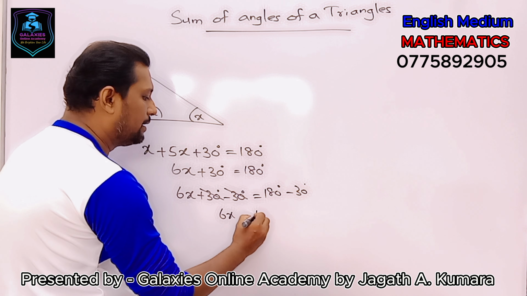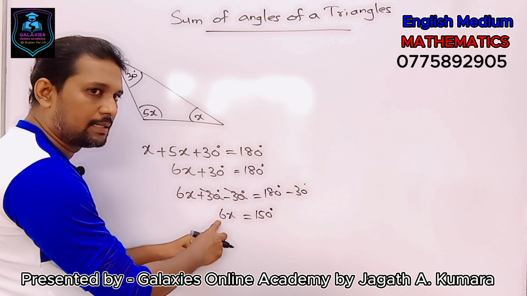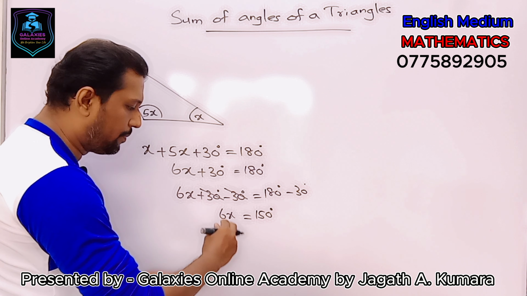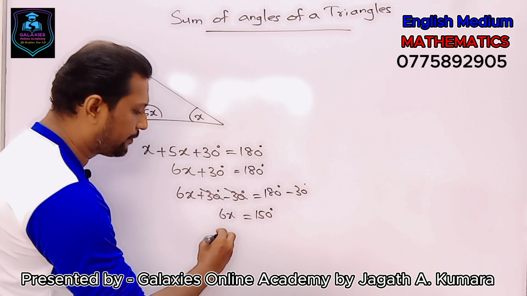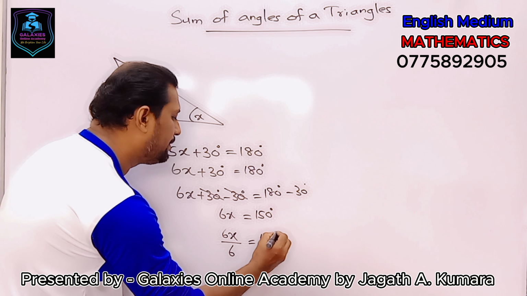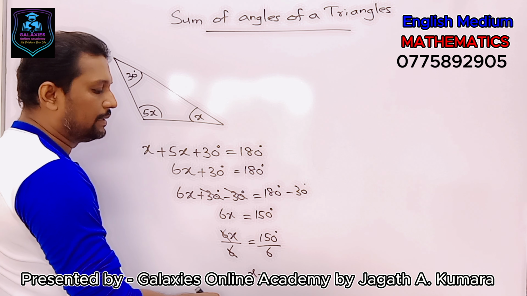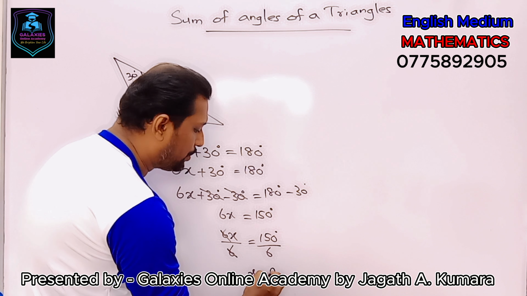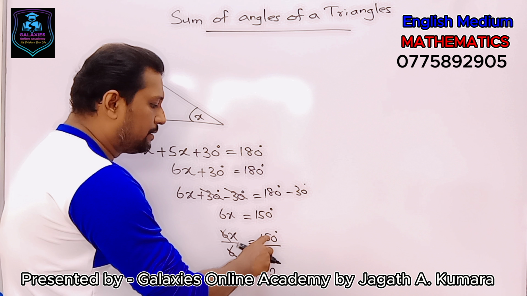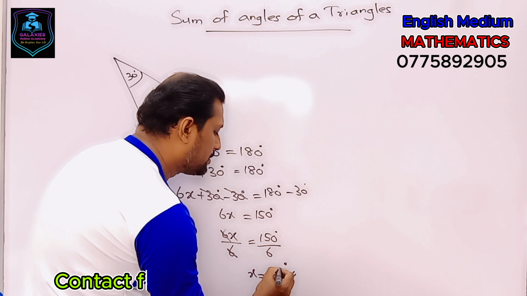6x equals 150. To find x, we have to remove 6. To remove 6, what do you have to do? On both sides you have to divide by 6. You have to do the opposite mathematical operation. So we divide 6x by 6, and also divide 150 by 6. Then this 6 and 6 cancel. So x equals, what is the answer? 15 divided by 6, 2. 2 times 6, 12. 15 minus 12 is 3. 30. 30 divided by 6, 5. So what is the answer?